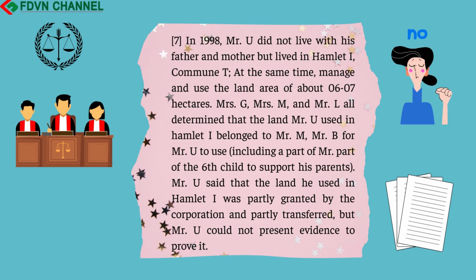Mr. U said that the land he used in Hamlet I was partly granted by the corporation and partly transferred, but Mr. U could not present evidence to prove it.